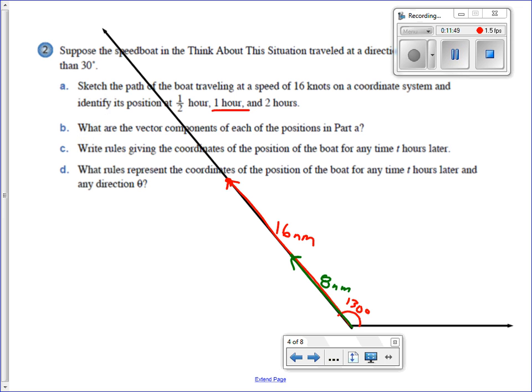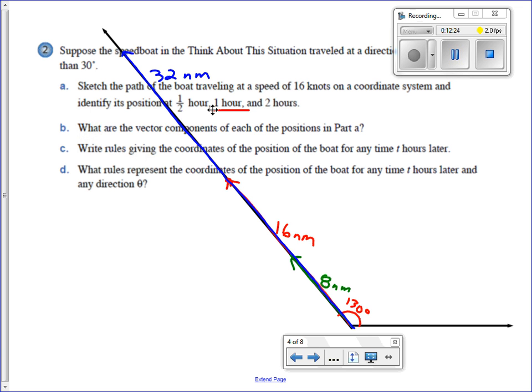And lastly, class, 2 hours at 16 knots, total distance is 32. That's going to be 16, right about there. And so that represents 32 nautical miles. What are the vector components of each? In other words, what are x and y?